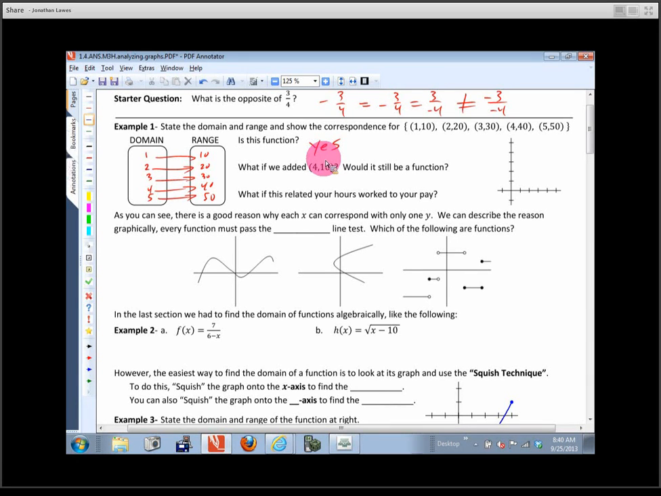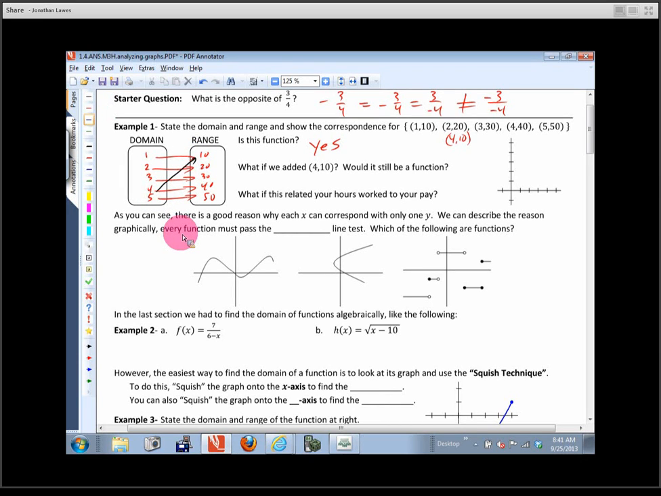Okay, Tony, say that again. All x's correspond to only one y value. That's exactly right. Each x corresponds to only one y. So if we added the point 4, 10 to it, 4 was already in the domain. I don't need to rewrite it. 10 was already in the range. I don't need to rewrite it. But I do need to show this. I do need to map 4 to that point right there.